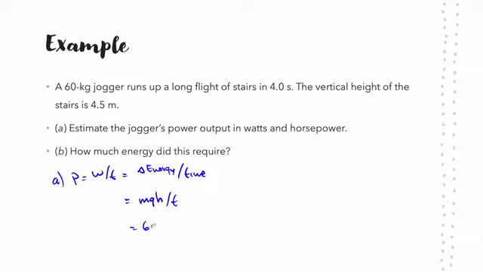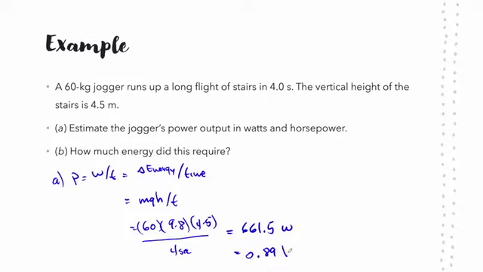So this is going to be equal to 60 times 9.8 times the height, 4.5, divided by 4 seconds. So the power output is going to be equal to 60 times 9.8 times 4.5 divided by 4. That is 661.5 watts, which is the same thing as 0.89 horsepower.